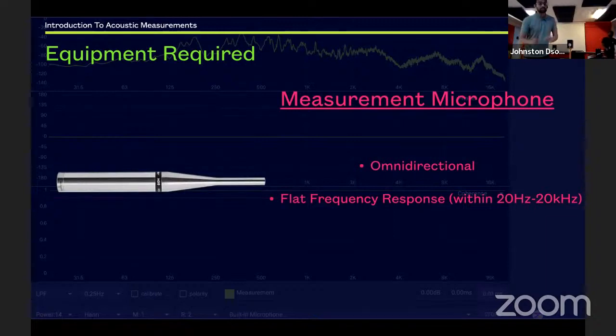It has to be a measurement microphone, okay? It cannot be a normal omnidirectional microphone that you would use for vocals and stuff like that. I'll move to it in a bit. So this microphone is peculiar because it has a flat frequency response, okay?